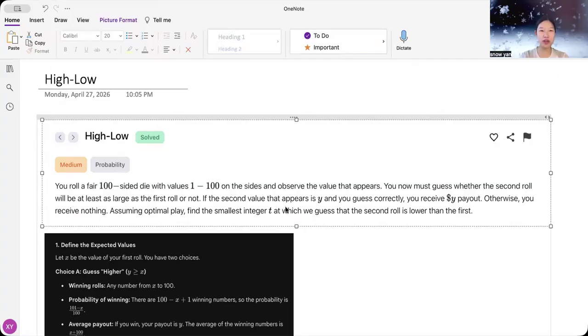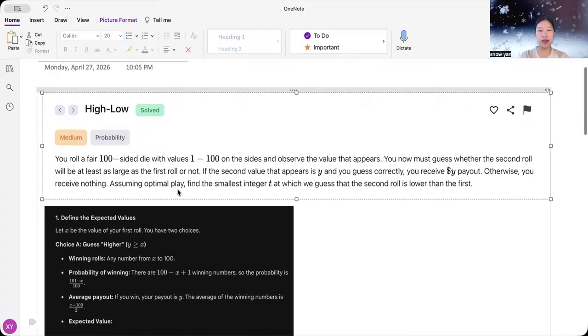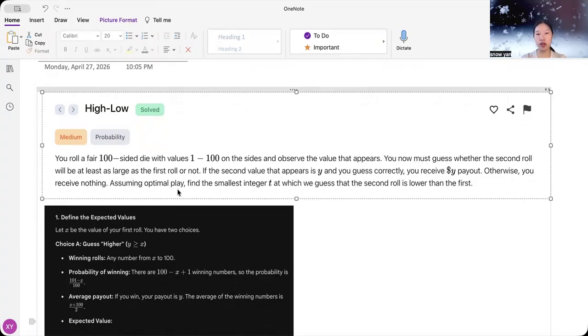Hi, for this question, it's called high and low. You basically roll a fair 100-sided die with values 1 to 100 on the sides and observe the value that appears. You now must guess whether the second roll will be at least as large as the first roll or not. If the second value that appears is y and you guess correctly, you receive that payout.